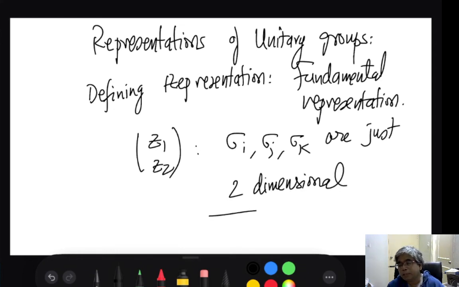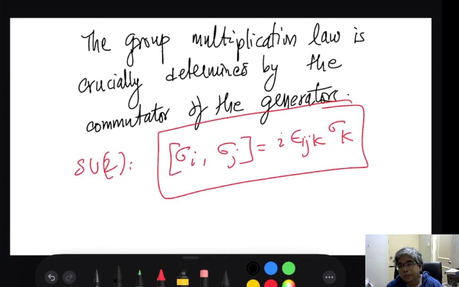And there could be other representations. You could have something called adjoint representations, which are the representations of the group generators. They are three-dimensional matrices which follow the group algebra. This is actually called the commutator relationship, or the group algebra. They are representations of the group algebra.